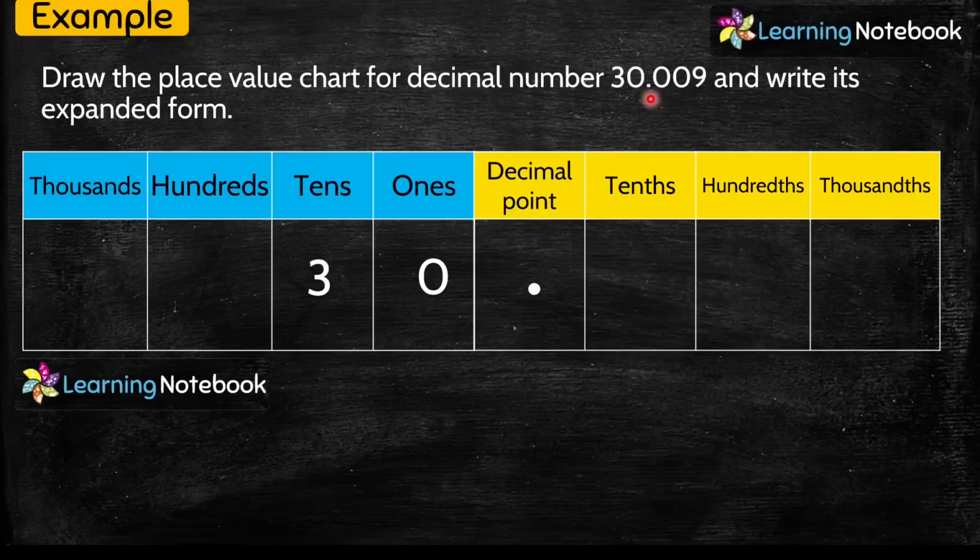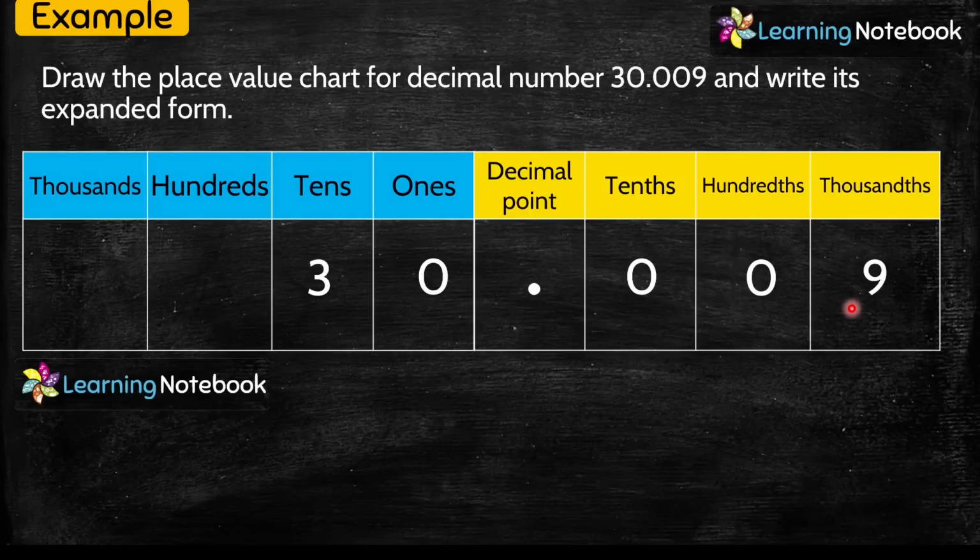Next, we will represent the decimal part of this decimal number. So 0 comes at tenths place. Next 0 comes at hundredths place. And then we will write 9 at thousandths place.